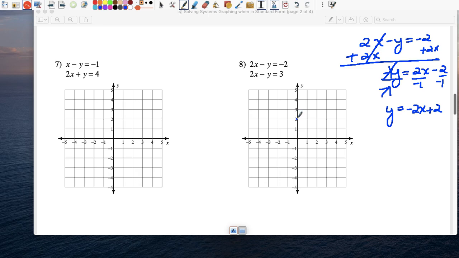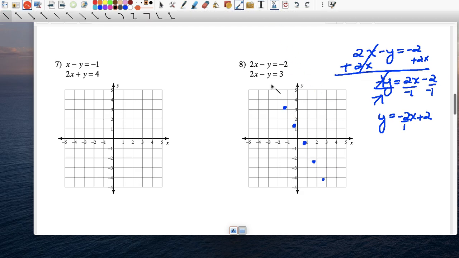The y-intercept is 2. You can put this over 1. Negative slope is coming down. So up and down we count 2. Left and right we count 1. So up 2, left 1. Down 2, right 1. So down 2, right 1. So you can get as many points as you can here. Let's draw a line through these points. There you go.